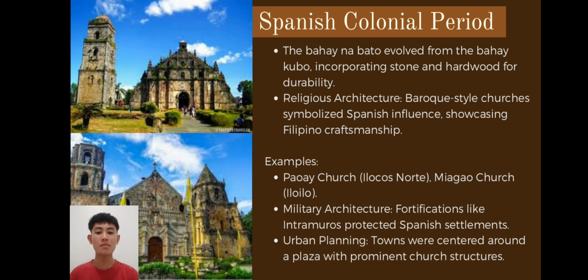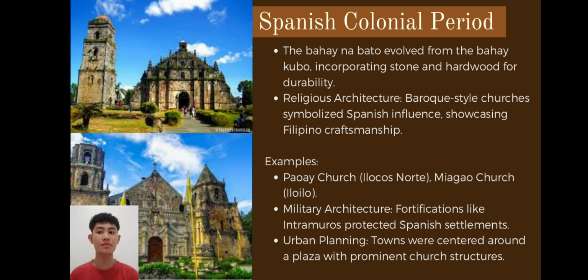The second example is the Miagao Church in Iloilo. Famous for its ornate facade, Miagao Church combines Baroque style with Filipino motifs, including local flora and daily life scenes, reflecting the artistry of Filipino craftsmen.